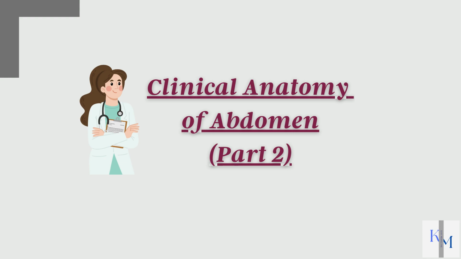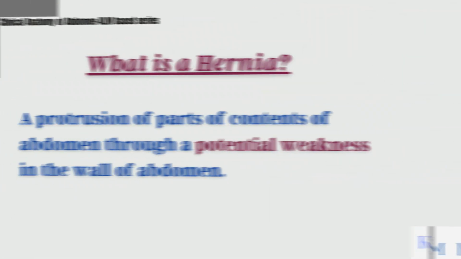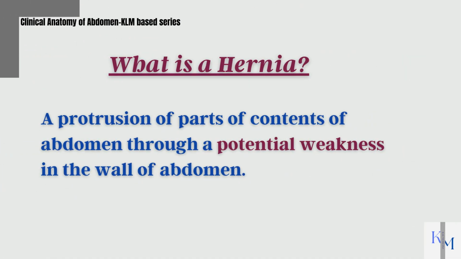This lecture is a continuation of the previous one in which we had an overview of the clinical anatomy of the anterolateral abdominal wall. In this lecture, we will study abdominal hernias and their different types. We will study a few basic clinical concepts of the neurovasculature of the anterolateral abdominal wall, and finally abdominal incisions in different procedures. So let's get straight into it.